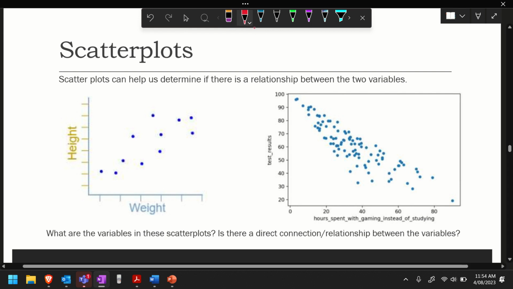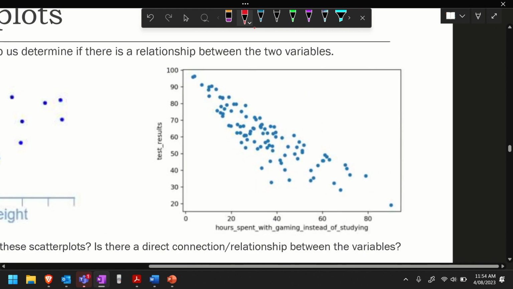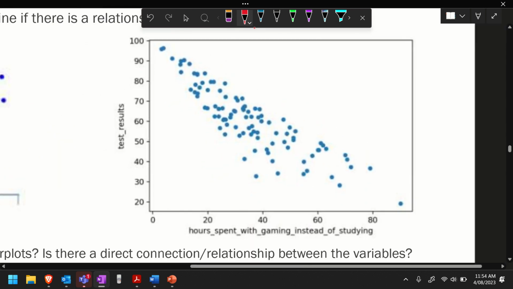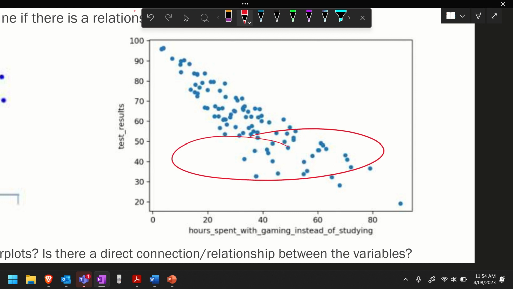Yeah. What about over here, Celine? What are the two variables in this graph? Test results, and what's the other one? Hours spent gaming. So let's see, Charlotte, what does this data suggest? That the more time you spend gaming, the less score you get. Yes, the more time you play games, the lower your score might be, probably. Okay.